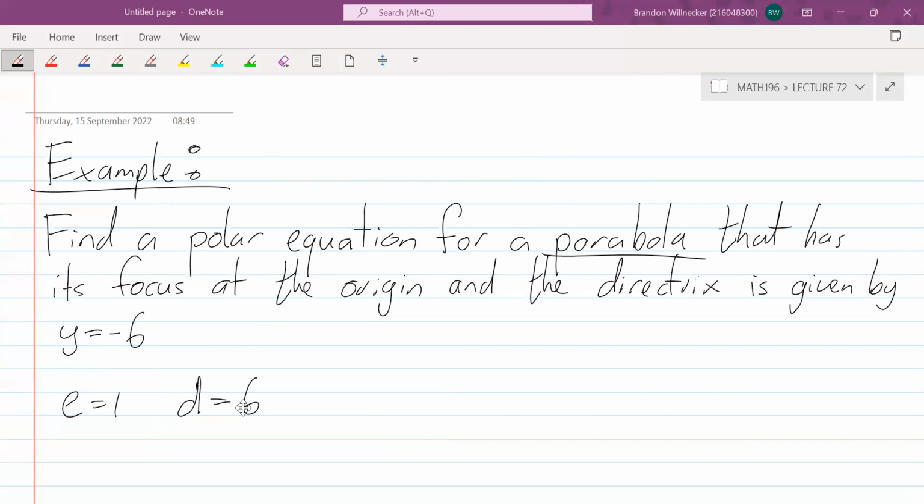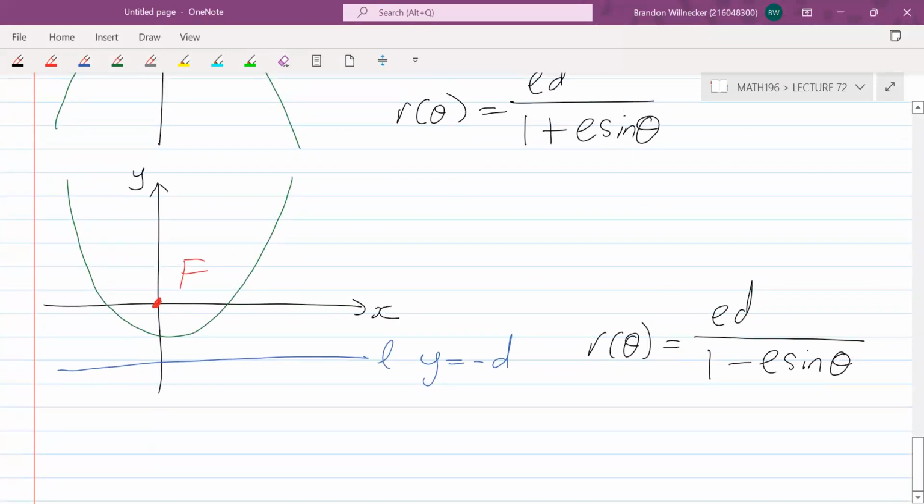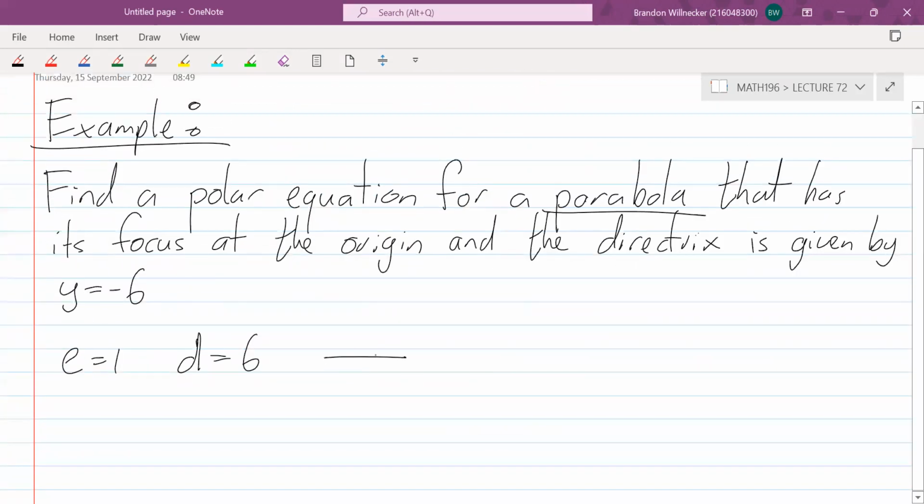Okay, so what kind of shape are we dealing with? Well, the directrix is below the x-axis. It's y equals minus 6, and it's a horizontal directrix. So that means we are dealing with this last case, where y equals minus something. So it's going to have this form here: E times D over 1 minus E sine theta. D is going to be 6, E is going to be 1. So this gives us r of theta is equal to 6 over 1 minus sine theta.